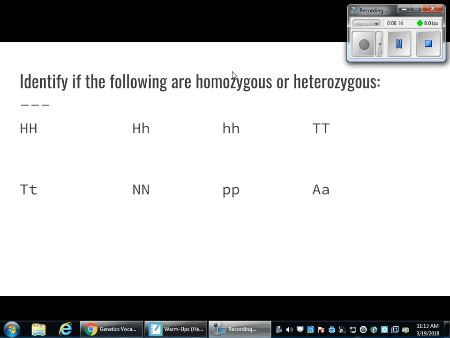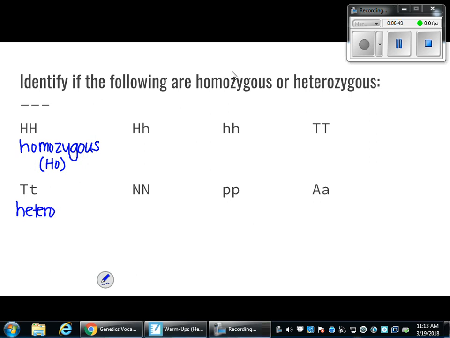All right, I hope that you had a chance to look through this and you have identified if everything here is either homozygous or heterozygous. So let's take a look at the example on the left, on the top. We have capital H, capital H. These two alleles in this genotype, they're the same. Capital H and capital H are the same, so we would say that this is homozygous. And you can abbreviate that to HO. Okay. If we go down, we have capital T and then little t. These are not the same. They're not both capital or they're not both small, so you would say that this is heterozygous. Their alleles are different.